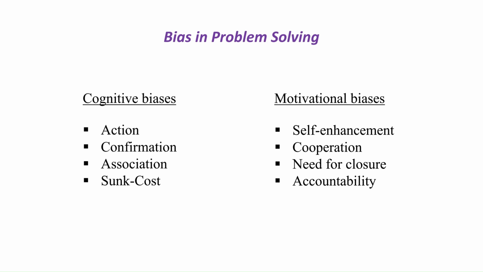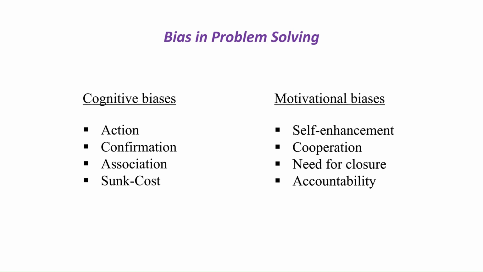On the other hand, motivational bias includes self-enhancement. This bias involves the tendency to view oneself in a more positive light, often leading to overestimating one's ability or the quality of one's contribution to solving a problem. Cooperation bias. This bias might lead individuals to favor solutions that promote harmony or cooperation within a group, potentially at the expense of more effective but less popular solutions.